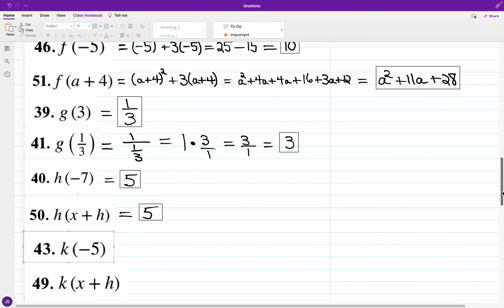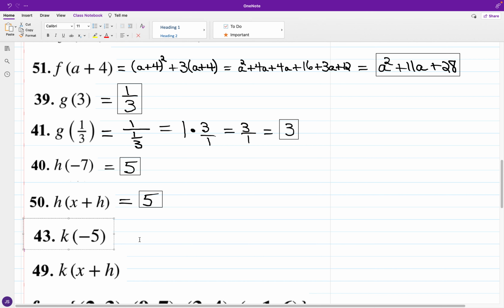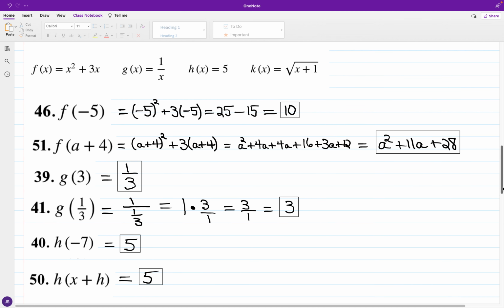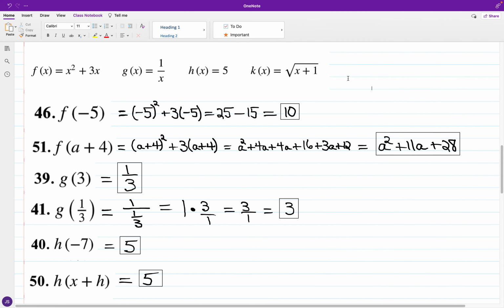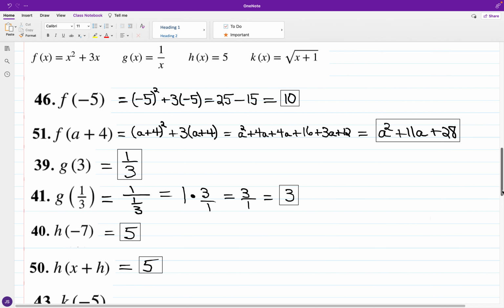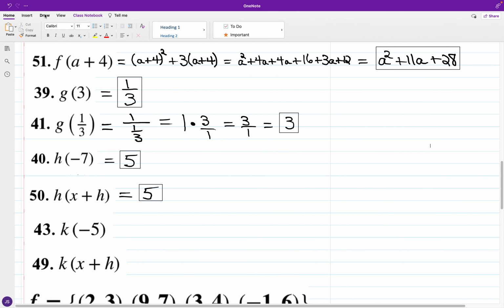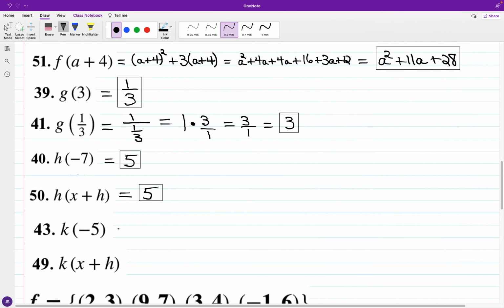Now, for the case of the function k, again we have the square root of the input plus 1. So you've got k of x is equal to the square root of x plus 1. And replacing x with -5, for this one, k of -5 is going to be the square root of -5 plus 1. And -5 plus 1 is -4.